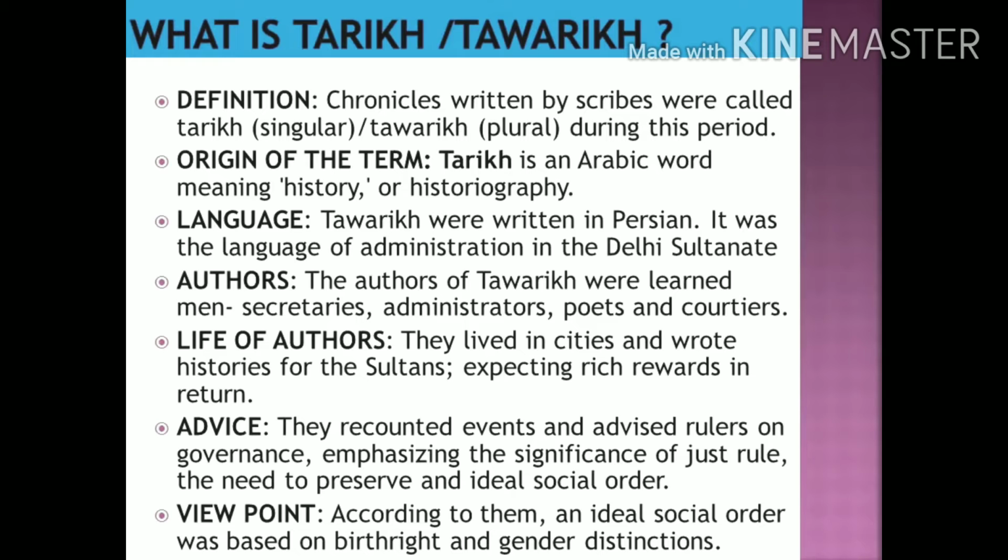Now children, do you remember the meaning of chronicles and scribes? We read them in chapter 1. Chronicles are those historical events that are written in the order of their occurrence, and scribes are those people who write manuscripts by hand. So Tarikh or Tawarikh can be called a manuscript written for Delhi Sultans. Tarikh is an Arabic word which means history or historiography.